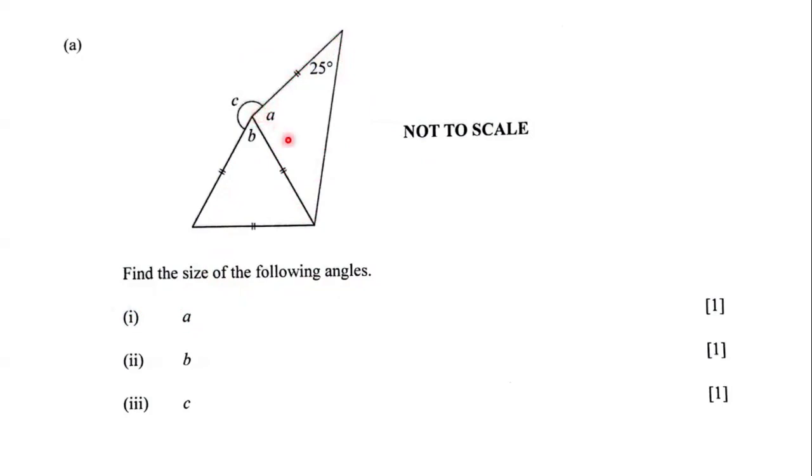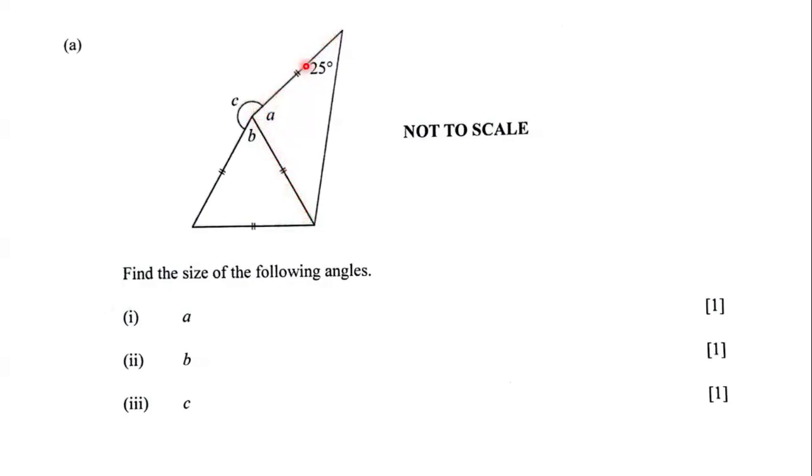Now notice that we have these two strokes on this side, and we have these same two strokes here. What does that mean? Well, that means that this side is equal to this side. The two sides are equal because they have the same two strokes. So this side and this side are equal.